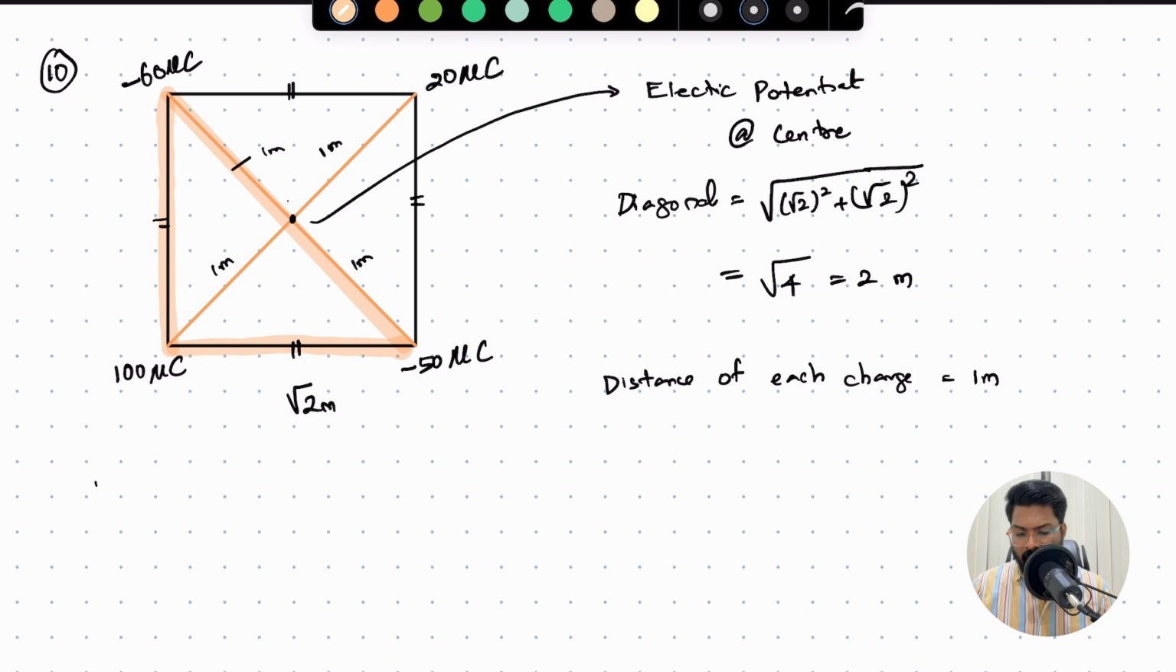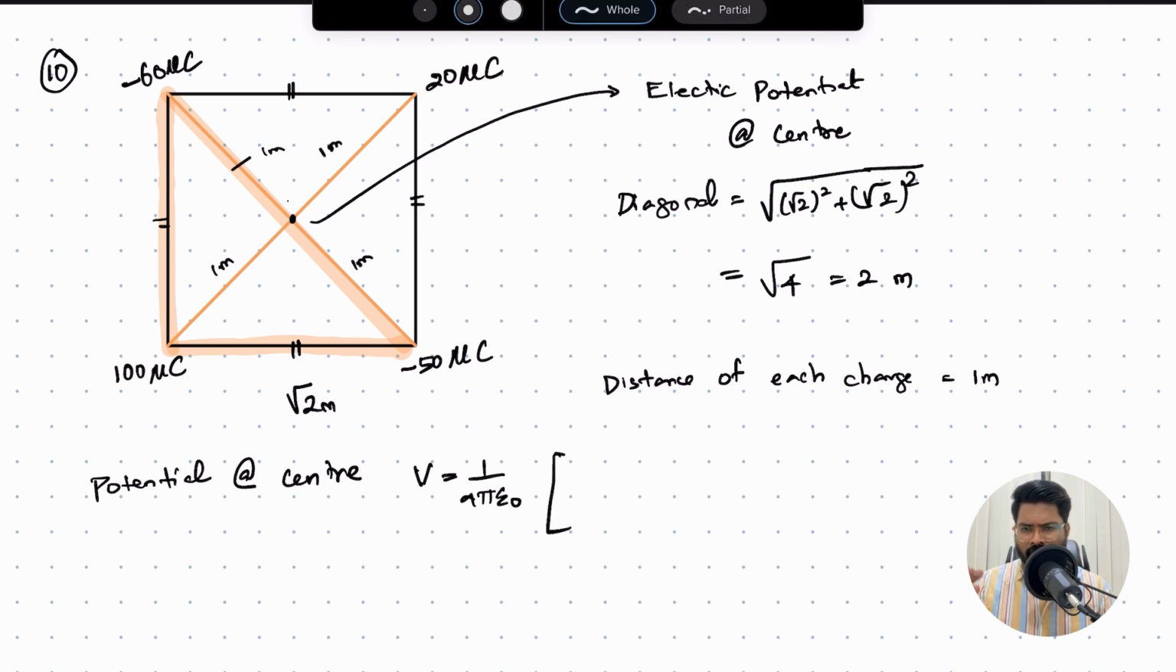Now let us calculate the potential at the center. So potential is given by V equals 1 by 4 pi epsilon naught times Q by R, but we have 4 Q's here and 4 R's here. So let's do that because we are dealing with 4 different charges. So Q1 by R, the distance is still the same though, plus Q2 by R plus Q3 by R plus Q4 by R.